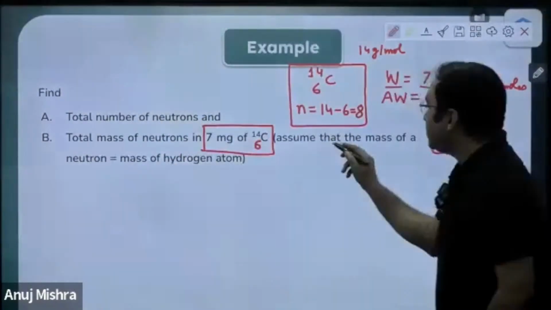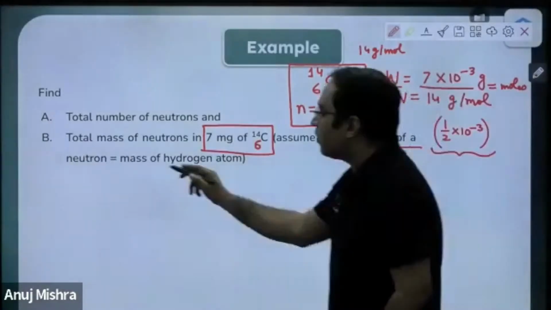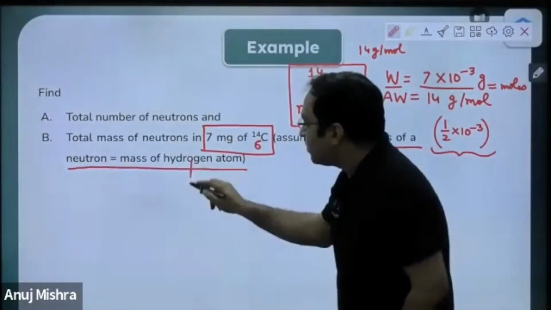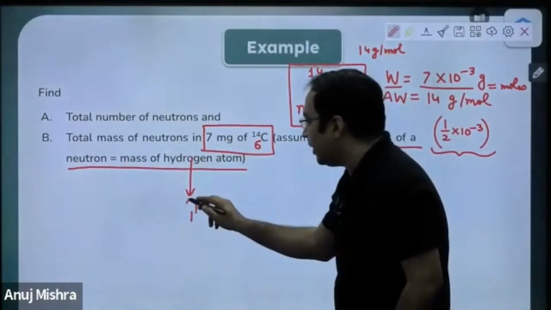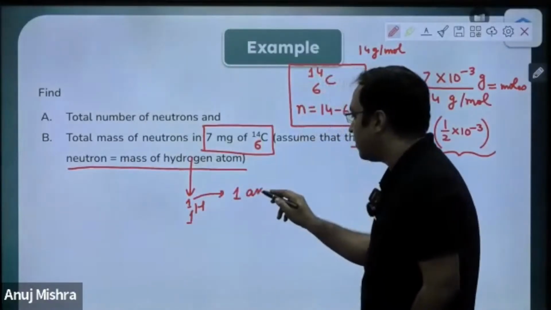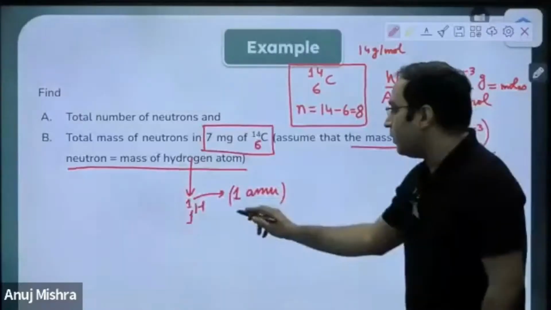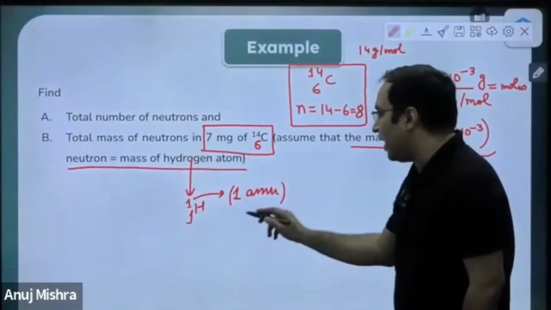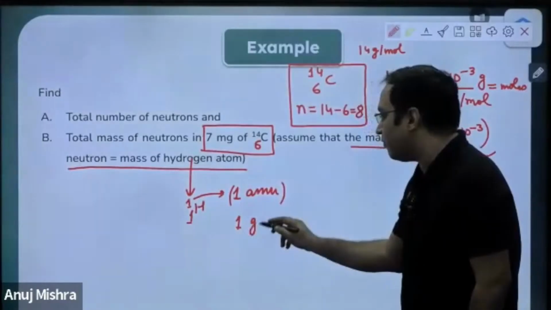And they've written, assume that the mass of a neutron is the mass of a hydrogen atom. What is the mass of a hydrogen atom, 1H1? Can I say 1 AMU? Yes. And AMU for 1 mole of atoms, what is the value? We can say 1 gram per mole.